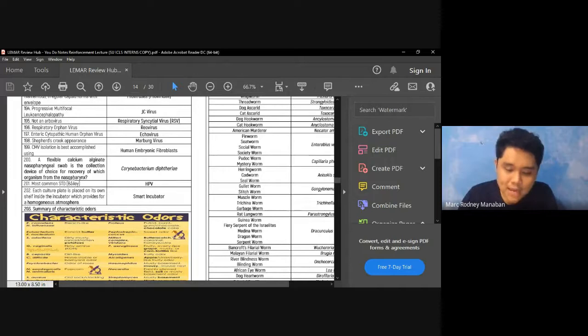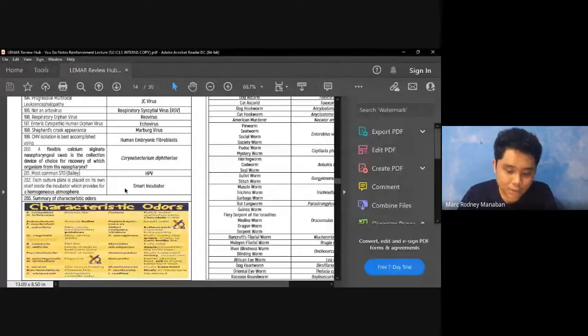According to Bailey, the most common STD is HPV, human papilloma virus. And 202, a recall from the boards, is an incubator. It's not found in the book, dears. It's found online, an online article. The point is a homogeneous atmosphere. This is the smart incubator.